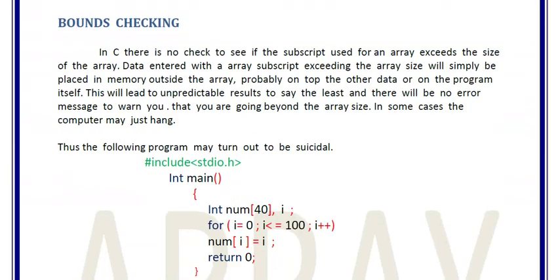Now, bound checking. In C, there is no check to see if the subscript used for an array exceeds the size of the array. Data entered with a subscript exceeding the array size will be placed in memory outside of the array, probably on top of other data or on the program itself. No error message will warn you that you are going beyond the array size.